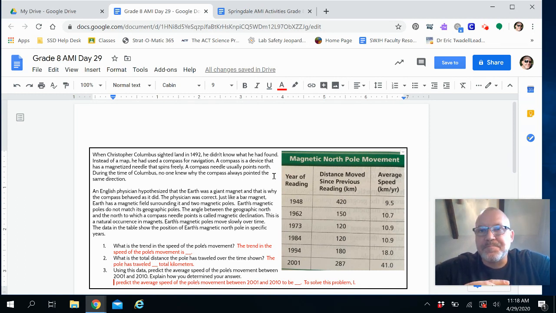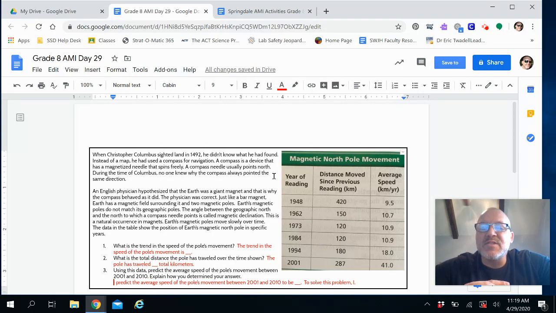Number one, what is the trend in the speed of the pole's movement? This question really focuses on the speed of the pole and how it moves, so focus on that column to identify the trend. Number two, what is the total distance the pole has traveled over the time shown? So you're going to focus on the middle column, which represents the distance moved. From 1948 to 2001, what was the total distance?